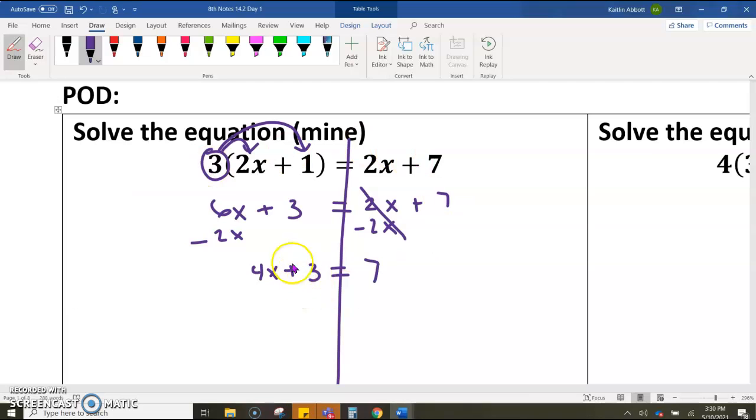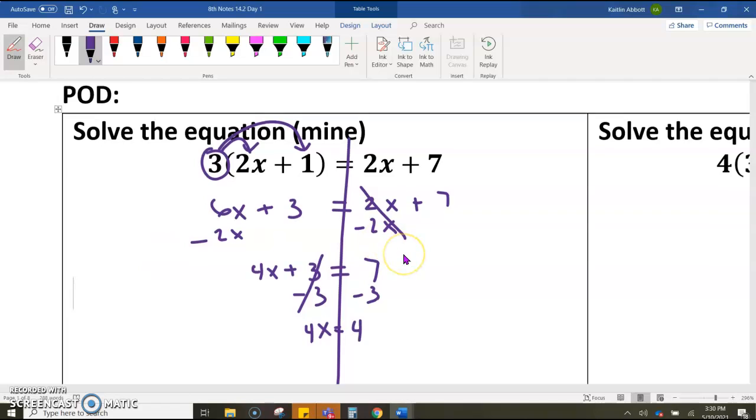Okay, now I got to get rid of this 3 over here. So I'm going to make a 0 pair. So I'm going to need a negative 3. Cancel out. Negative 3. Left with 4x equals 7 minus 3 is 4. Look at that. This is going to work out nice.